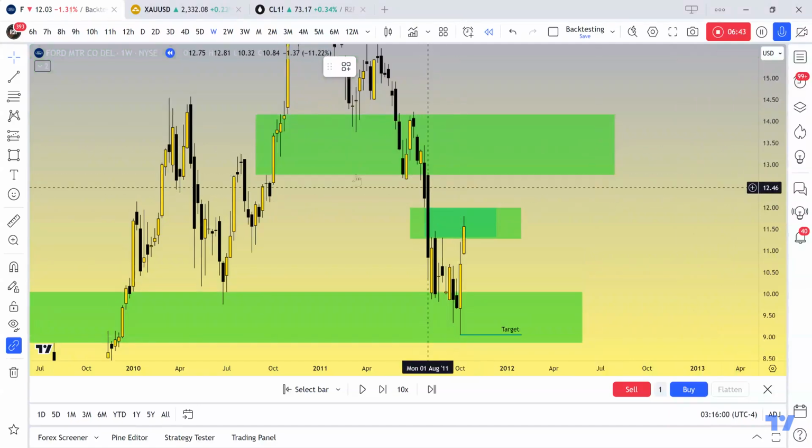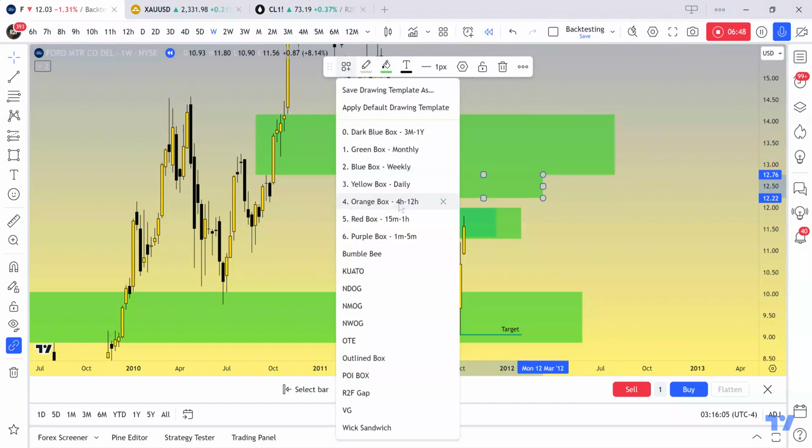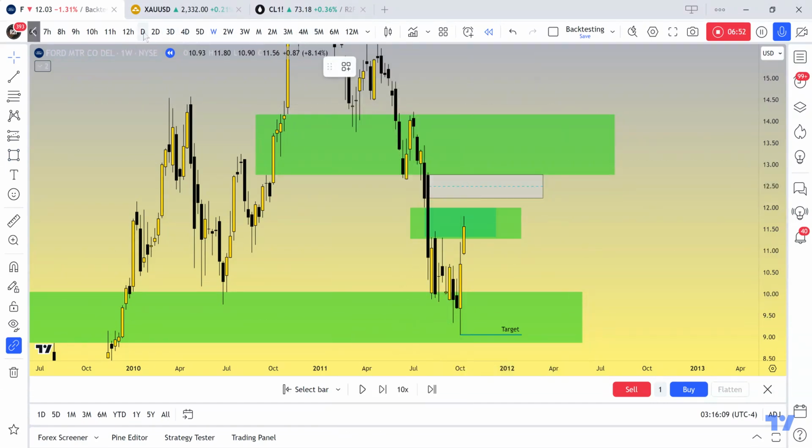I see a gap here, opening gap. Also could be of interest. It could come into there. Okay, I'd like to go on the daily.